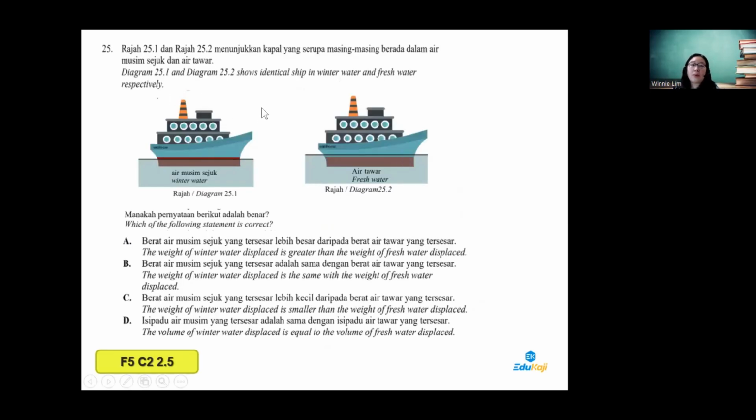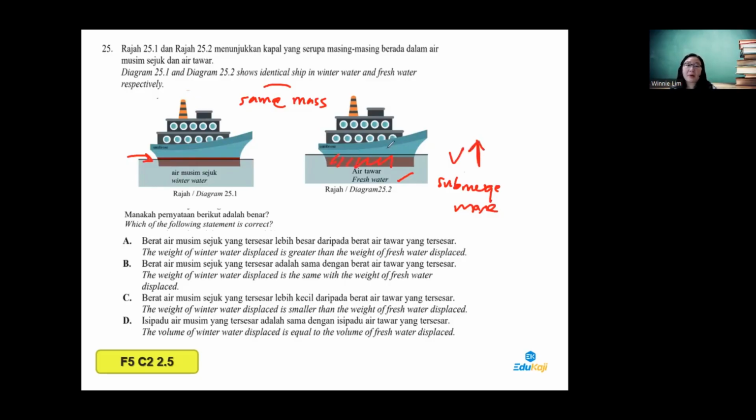Diagram 25.1 and 25.2 show identical shapes. Identical shapes tell you that they have the same mass, in winter water and fresh water respectively. So which of the following statements is correct? They are the same shape, but they are in different water. If you notice, in fresh water there is more submerged. Notice this one, you can still see the brown colored part. So more volume is submerged, the volume is increased.